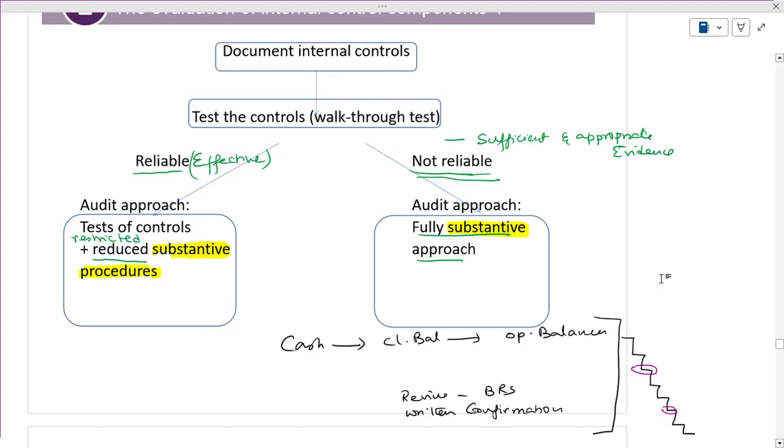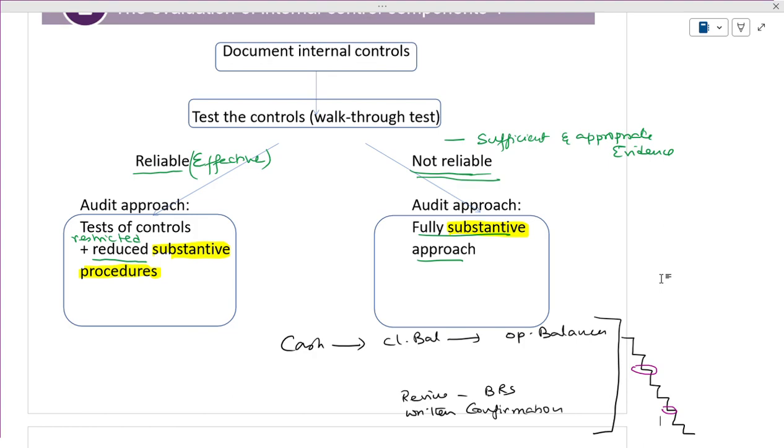For mathematical accuracy purposes, we do recalculation. For depreciation, we do recalculation. But for bank reconciliation, we do re-performance. We can say we have to follow re-performance as a method for depreciation, because re-performance includes recalculation as well.